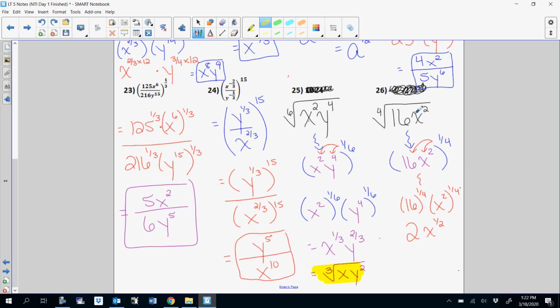So again, it started as a radical, so we need to finish this as a radical. Now which one of these has the exponent 1/2? The 2 or the x? Just the x. So when you write it in radical form, only the x has a radical. 2 is just a 2. So it would look like this: 2 square roots of x. Final answer.